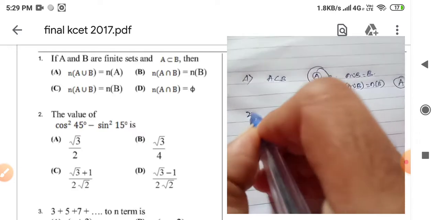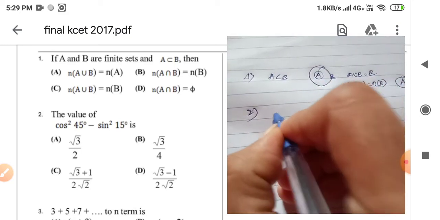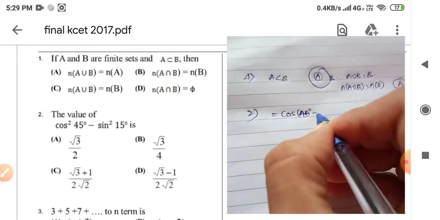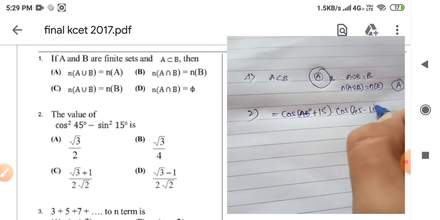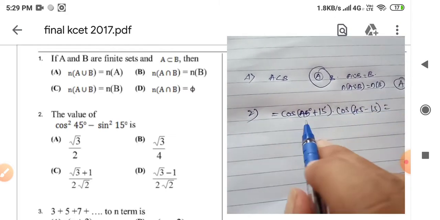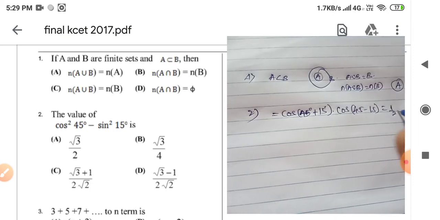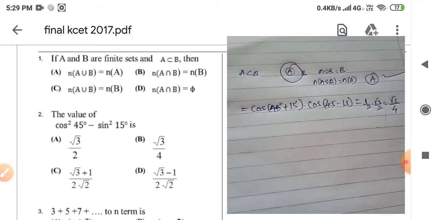And I go for the second one. Look at this, very easily you can finish all these. Second question, they have given cos square 45 degree minus sin square 15 degree. So it looks like cos square A minus sin square B. That is nothing but cos of A plus B into cos of A minus B. That means cos of 45 plus 15 into cos of 45 minus 15. Actually I have written this for you to understand; directly you can write cos 60 and cos 30. Cos 60 is 1 by 2, cos 30 is root 3 by 2, hence the answer is root 3 divided by 4.